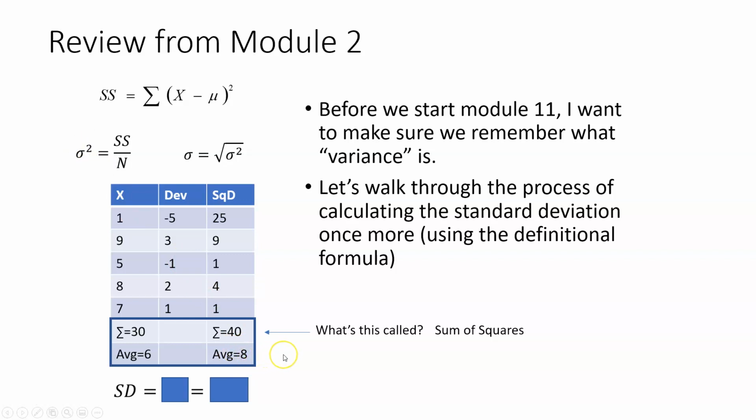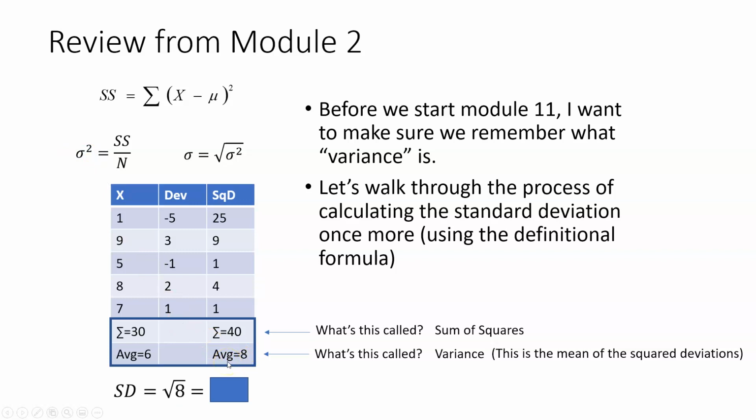And before we move on again, I'll ask, what's this called? The variance. And what is the variance? It's the mean of the squared deviations, the average of the squared deviations. Okay, but it's still in squared form. So in order to reverse that, in order to get it back down to its original units, we take the square root of the variance. So the square root of 8 equals 2.83.